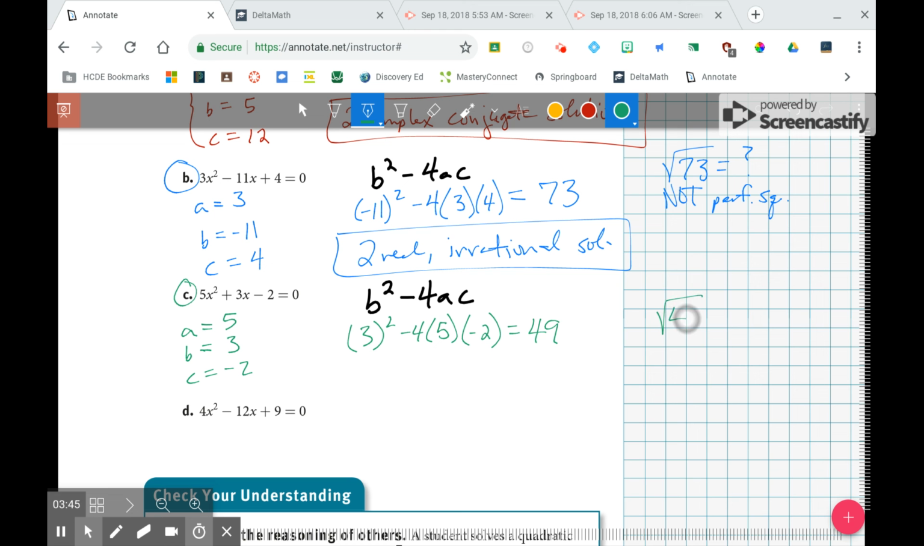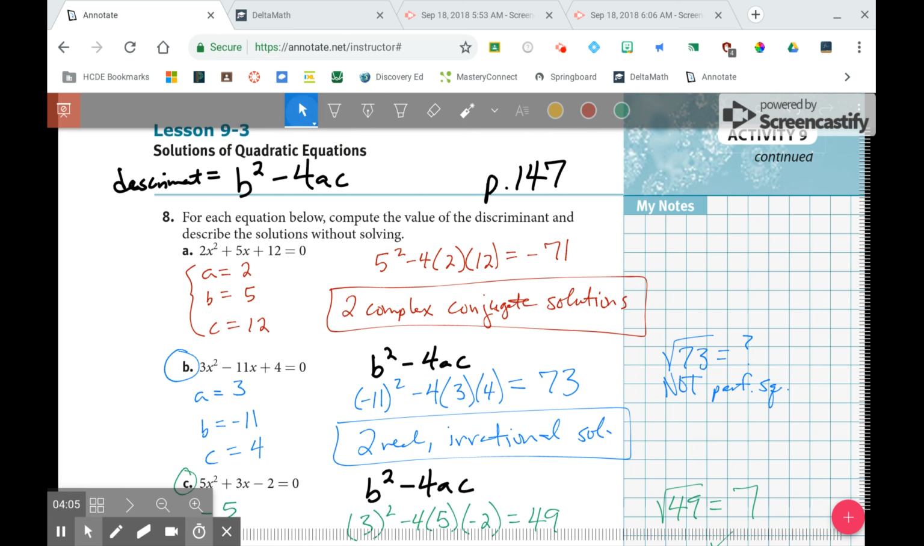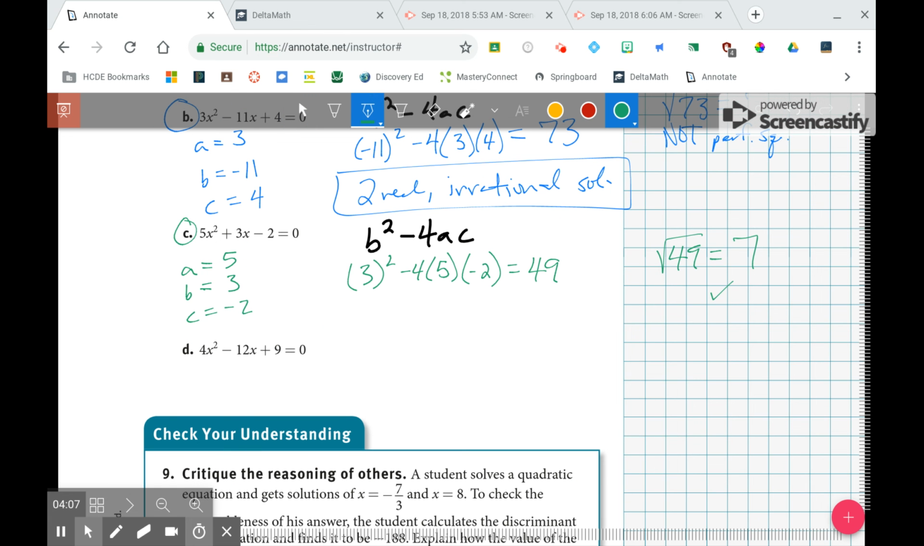Notice, can we take the square root of 49? Is 49 a perfect square? Yes, it is. The square root of 49 is 7. It is a perfect square. So looking back at our chart, we got something greater than 0, and it's a perfect square. So our answer is 2 real rational solutions. So that's our answer: finding the nature.